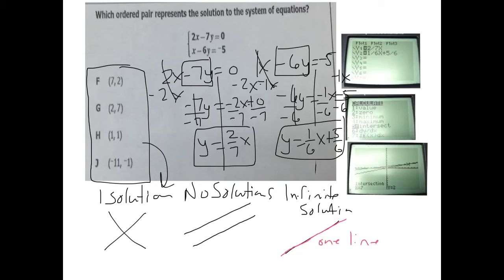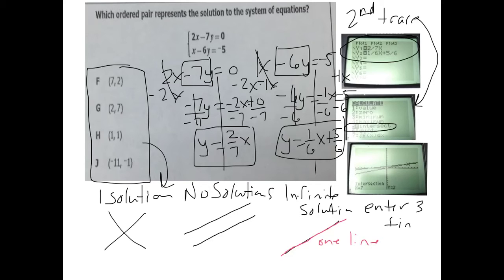Once I get them both solved for y, I enter them into my calculator in y1 and y2. I hit second trace. Second trace brings up this menu. I'm looking for number 5, intersection. To get the intersection to show, I hit enter 3 times. And there's your answer, 7/2. So it is 7/2.